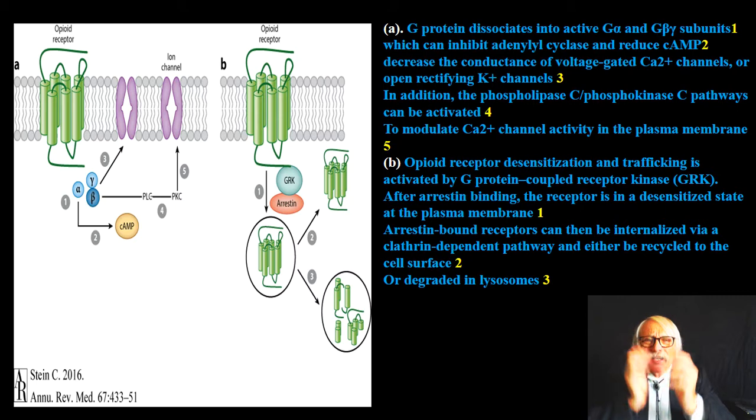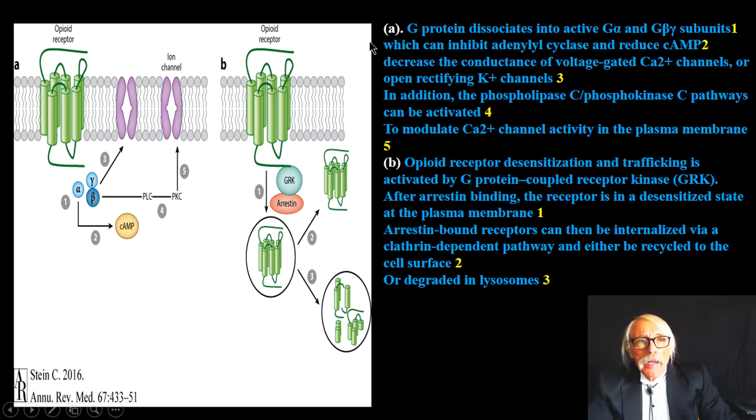Now, I want to remind you what's going on with the opioid receptor. Think about it at the level of G proteins. G proteins dissociate into the G alpha and G beta gamma subunits, and they can inhibit adenylate cyclase. Okay, this is where they're going to decrease the amount of cyclic AMP, and they're going to decrease the conductance of these voltage-gated channels, particularly calcium influx and the inward rectifying or GIRK potassium channels. In addition, phospholipase C and protein kinase C pathways are also further activated, modifying the receptor itself. And all of that is used to modulate calcium channel activity in the plasma membrane. That's what's shown here once opioids bind.